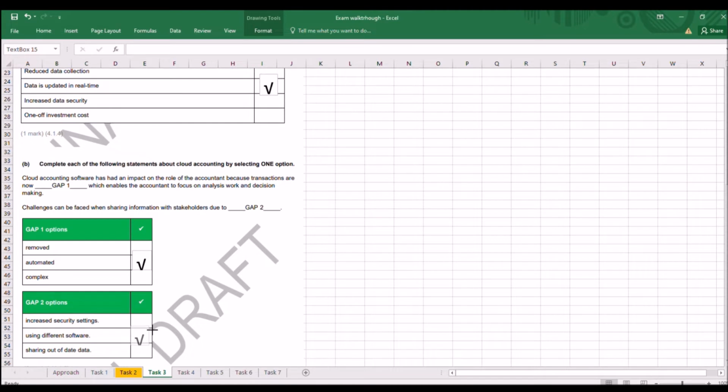But again, I think what we're seeing in this answer is that we're going by a process of elimination rather than a straight answer. Challenges can be faced when sharing information with stakeholders due to using different software. I think the cloud, though, has a lot of software that's integrated as well, so it's not really the greatest of answers there. I mean, it has to be that one, I think, but it's not brilliant.